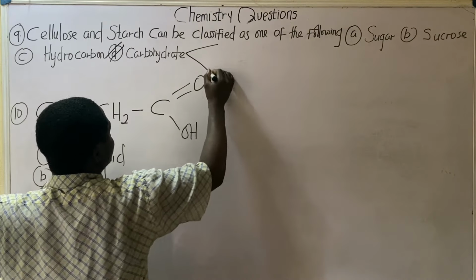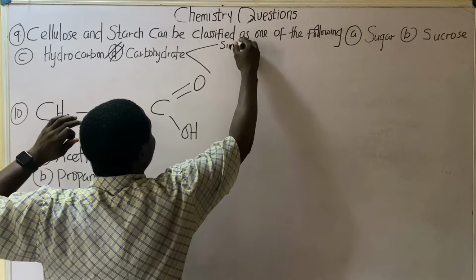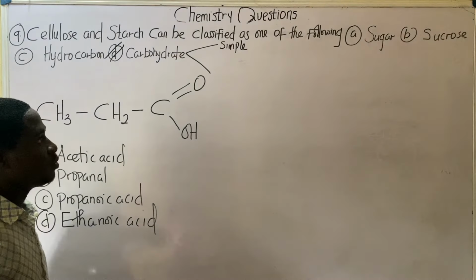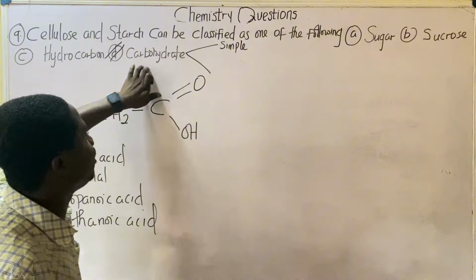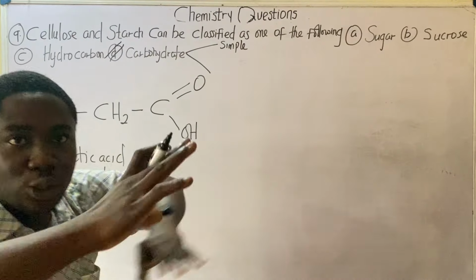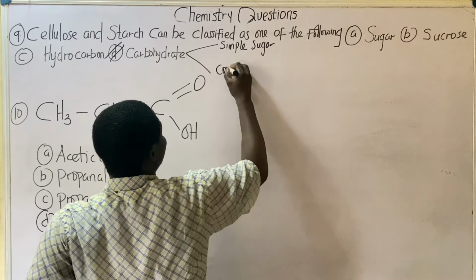Carbohydrates are of two groups. We have simple sugars or simple carbohydrates. You know, carbohydrates are actually sugars. But we can't just call cellulose a sugar. Do you understand? Because this is the umbrella word that should shield all of them. So we have two of them, simple sugars and also complex sugars.